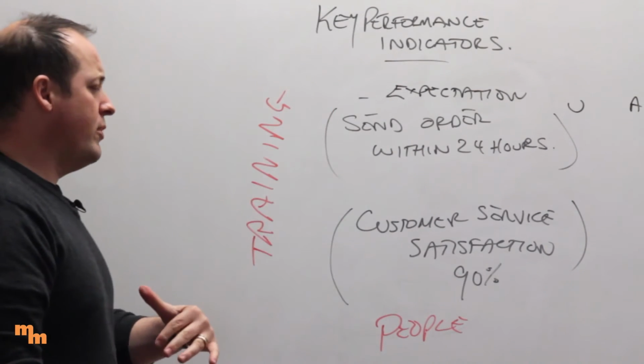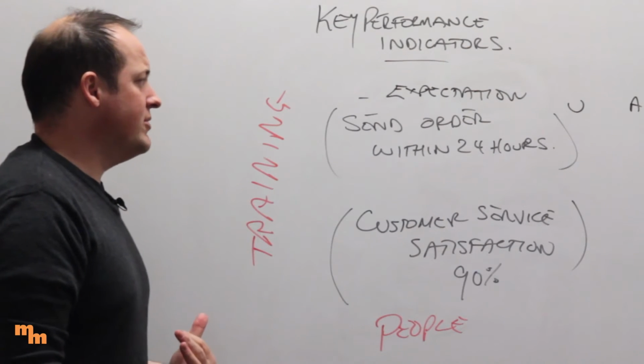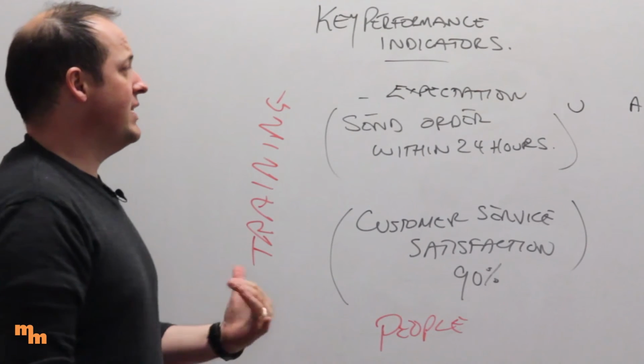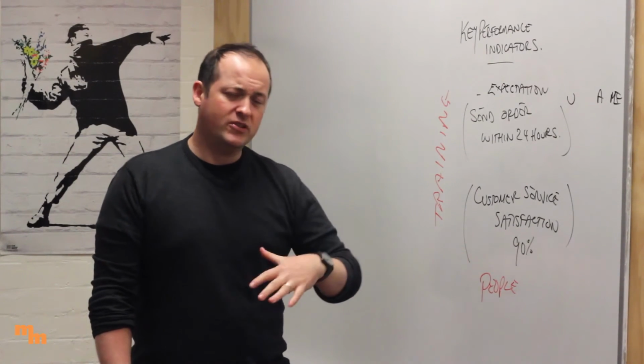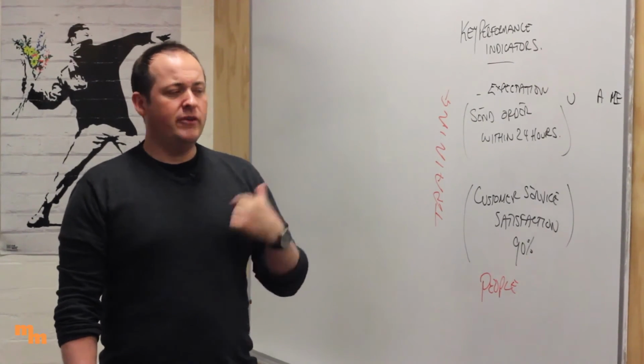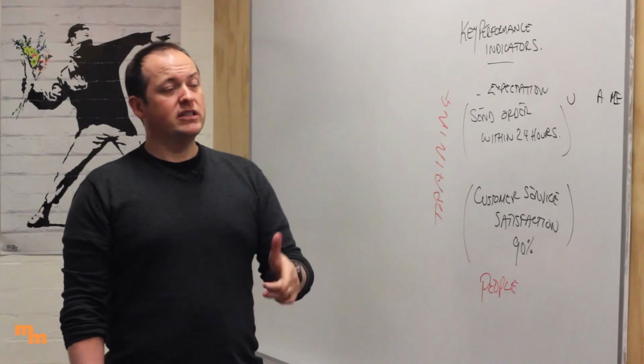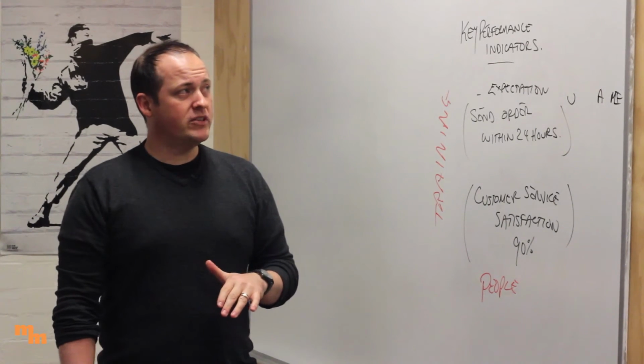Is sending an order in 24 hours, if they get it right 80% of the time, is that good enough? Does it have to be 90% of the time? Does it have to be 100% of the time? What about customer service satisfaction? It says 90%. What happens if they get 85? What happens if they get 95? And that turns into performance management, which is a separate conversation.